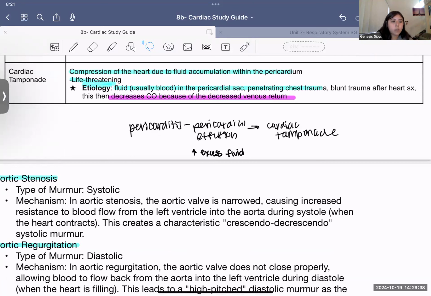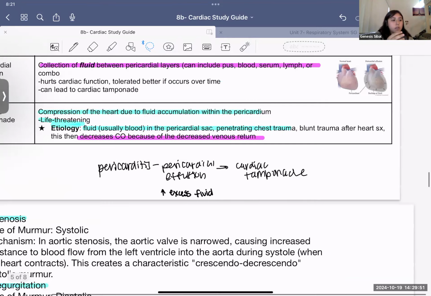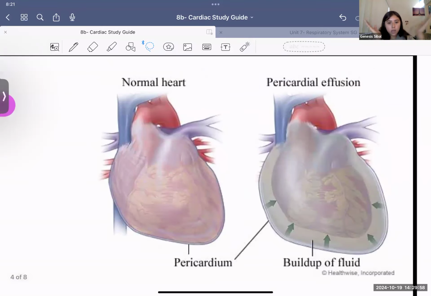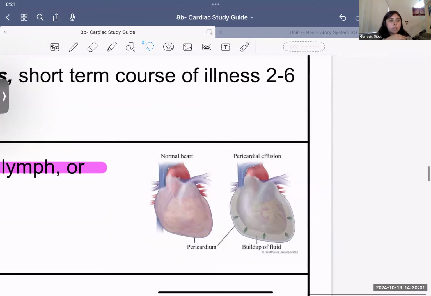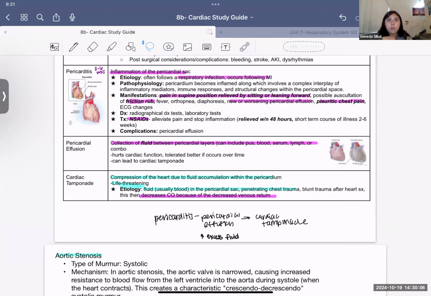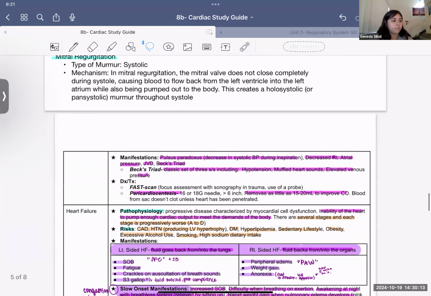So that can be penetrating chest trauma, blunt trauma, after heart surgery, because you never know if they poke something. And so overall, just know that this decreases your cardiac output because of the decreased venous return. Your heart is surrounded by this fluid, to where your heart is literally compressed. That venous return, where it's able to come back to the heart, is decreased because, again, it's compressed. It's not able to have that proper pump and be able to have a proper heart rate and a proper stroke volume and be able to get that BP out and everything.